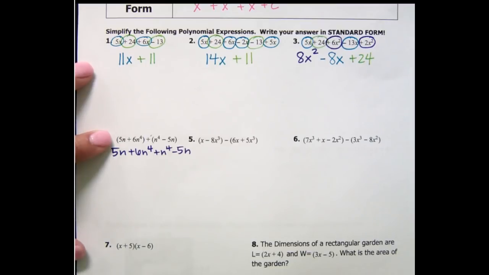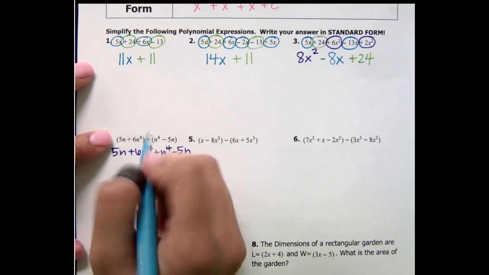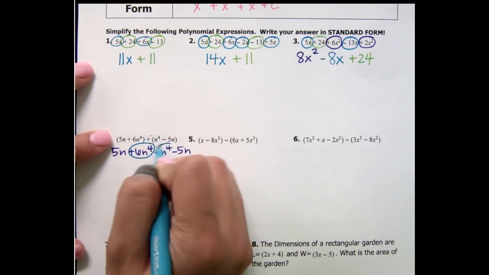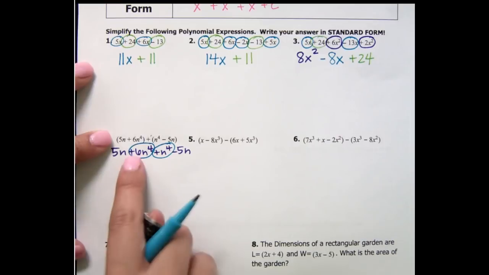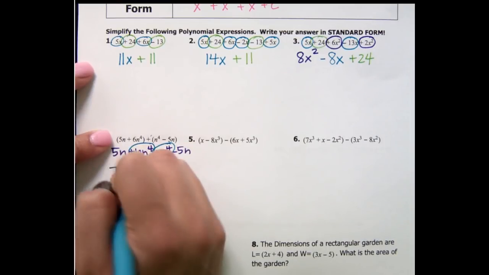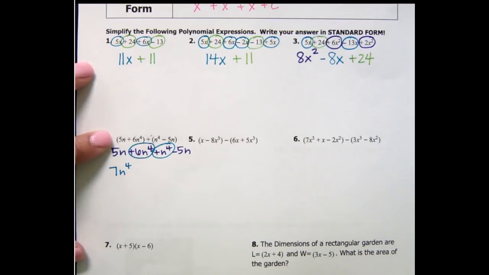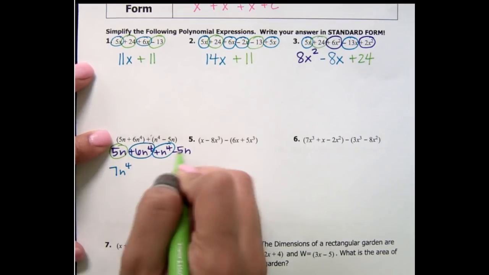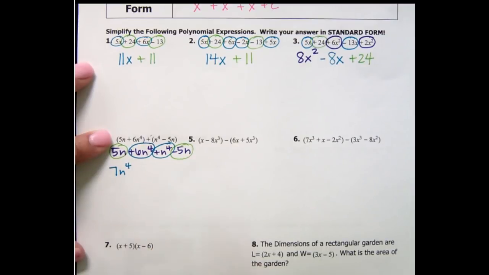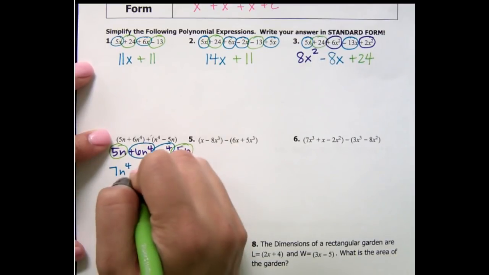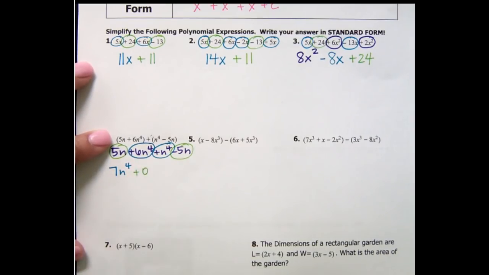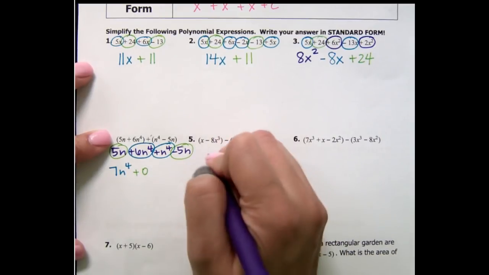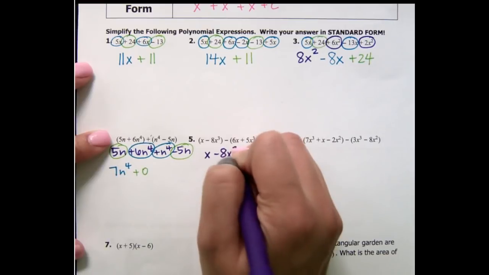Now I start combining like terms just like we did in the first 3 examples. So we always start with our highest exponent variable. In that case, it is 6n to the 4th plus n to the 4th. Well, 6 plus 1 is 7n to the 4th power. And then I go to my terms that only have a variable. 5n minus 5n is nothing. It cancels out. So you could put plus 0, or you could just leave it as 7n to the 4th power.